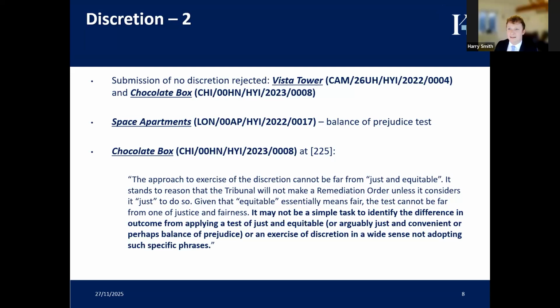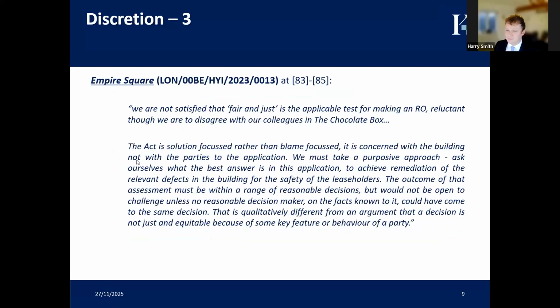Now, we don't have an appellate decision from the Upper Tribunal to tell us what the answer is. But the view that has now, I think, prevailed at tribunal level is that the tribunal's discretion should be exercised in favour of making a remediation order where doing so will further the objective of the legislation, which is to secure the safety of people in or about buildings and to improve the standard of buildings. So that's the objective that the tribunal are going to have in mind, rather than necessarily a just and equitable test or quasi-test.